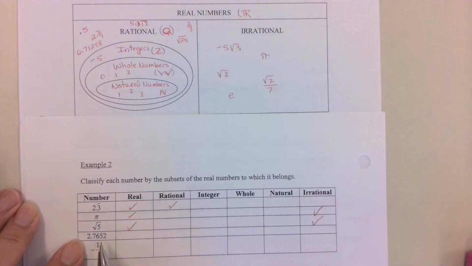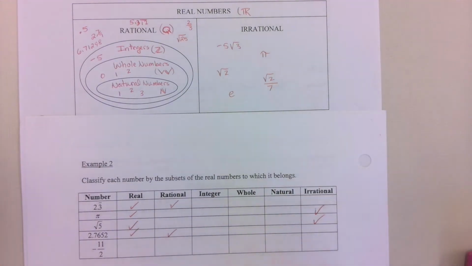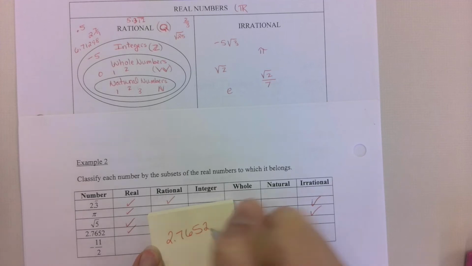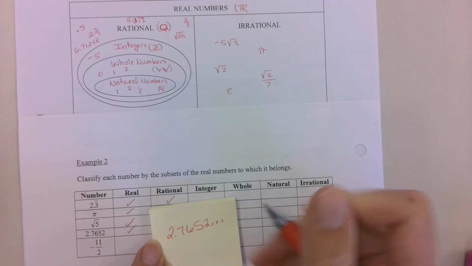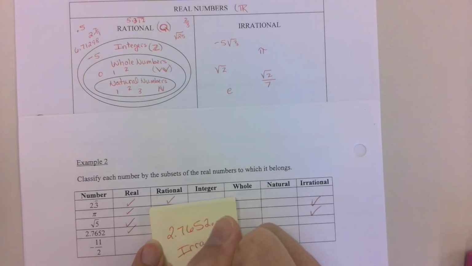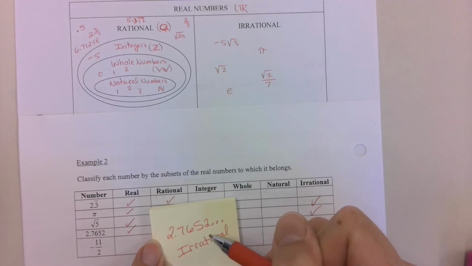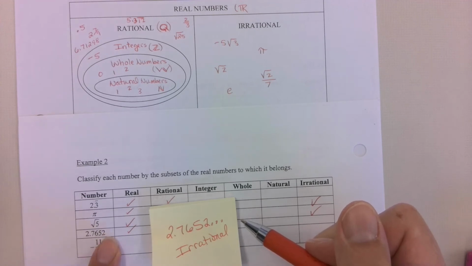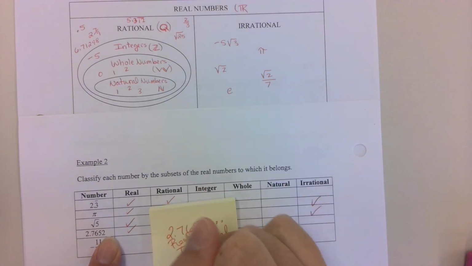2.7652, okay, that ends, it terminates. So it's real and it's rational. Now, just to show you, if I would have changed this to 2.7652, now that is rational because it terminates. But if I put that little dot, dot, dot on it, it now becomes irrational. So that dot, dot, dot tells us this number goes on, and we've cut it off. So be careful. That's all the difference it takes. So that's rational because it terminates. But the minute I put a dot, dot, dot, that is now real and irrational.